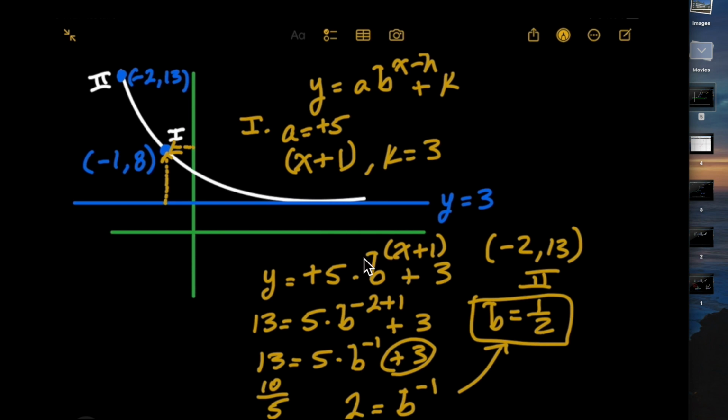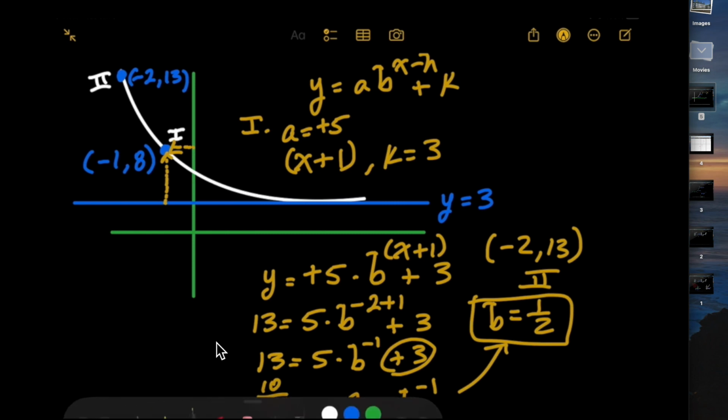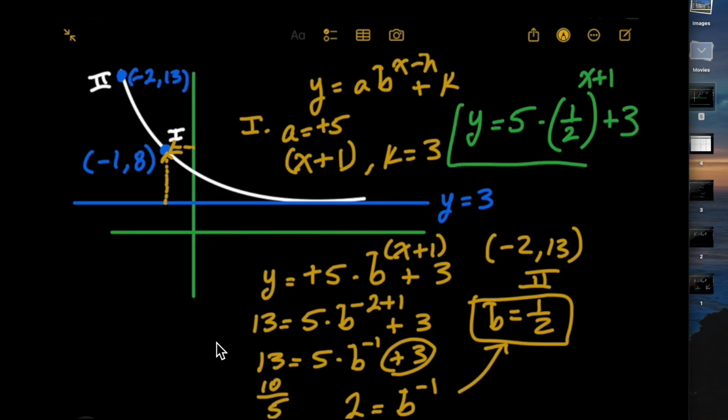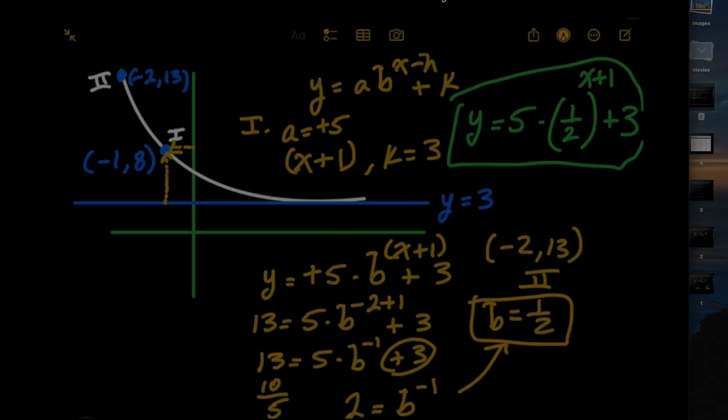fraction. And we also know that the positive a value makes sense because this graph is not flipped over the horizontal asymptote. Folks, our final answer for this particular function is 5 times 1/2 raised to the x plus 1 power plus 3. Right up here in green, up in the corner.